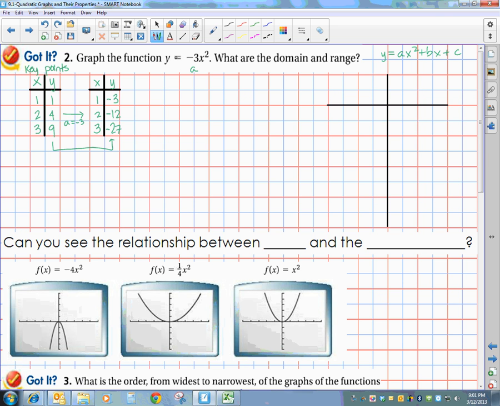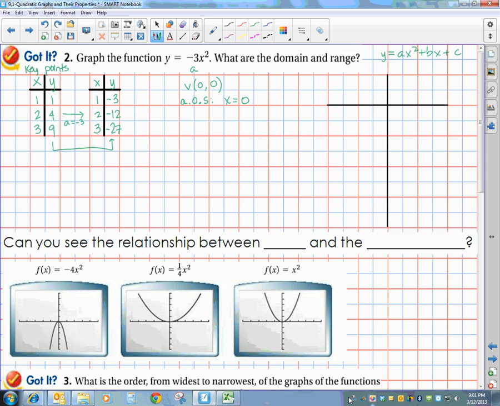So also, when you have just a simple form, very close to that parent function, with no b or c in it, then your vertex will always be (0, 0). So my vertex is (0, 0), and the other thing we want to remember is our axis of symmetry, and that is x equals 0.